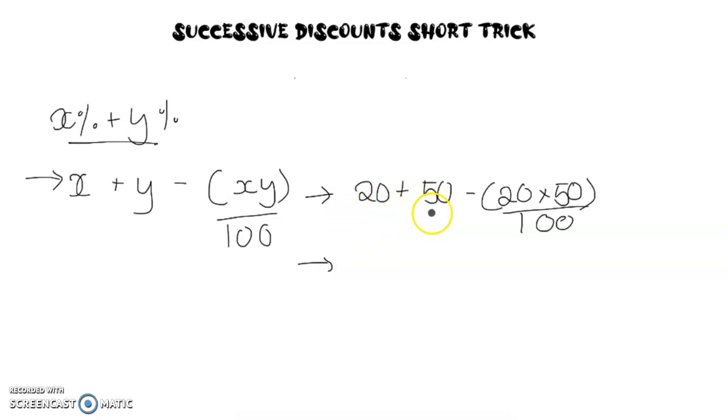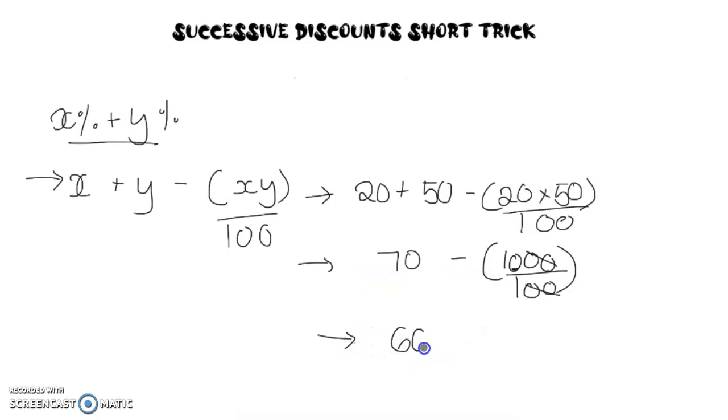We know that 20 plus 50 is equal to 70, minus 20 times 50 is equal to 1000, because 5 times 2 is equal to 10, and you can just add both of the zeros of 20 and 50 in the end, divided by 100. This is equal to 10, and you get 70 minus 10 is equal to 60. So the actual answer is you should get 60% off the total item, not 70% off the total item.